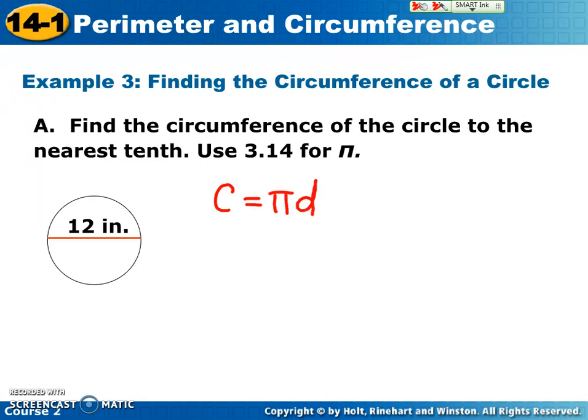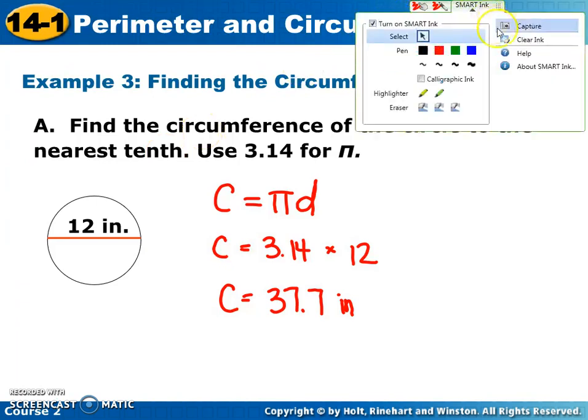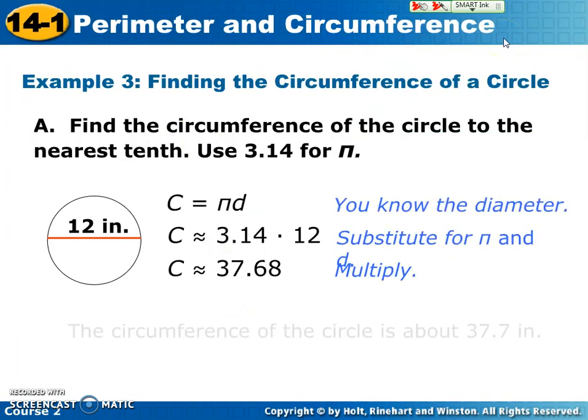Okay. So there's line 1. Line 2, now we're going to plug in what pi is and plug in our diameter. And then we can go ahead and put in our calculator, and we get an answer of 37.68. However, it says that we want to round to the nearest tenth. All right, so we're going to round to 37.7, and we're going to make sure we have a label, inches. Everything needs a label here. All right, there's my 3 lines of work.